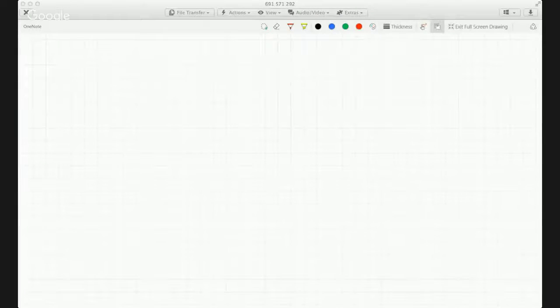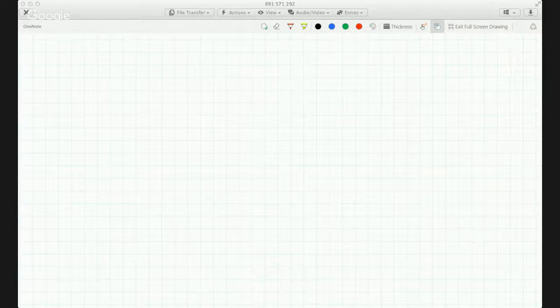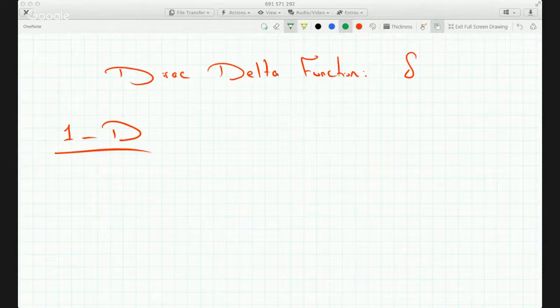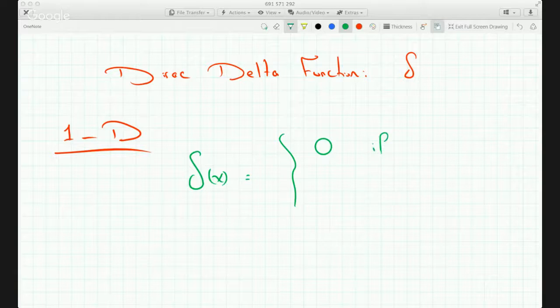Okay, so what this Dirac delta function is, for example in one dimension, we would represent it like this. This is the Dirac delta function. So in 1D, this would be defined as 0 if x does not equal 0, and would equal infinity if x equals 0.